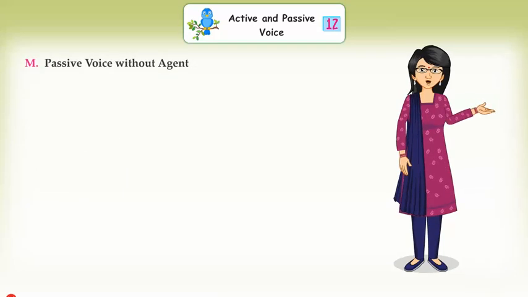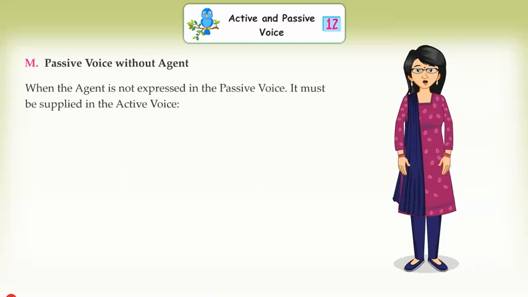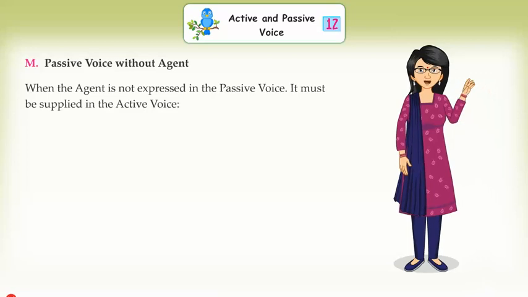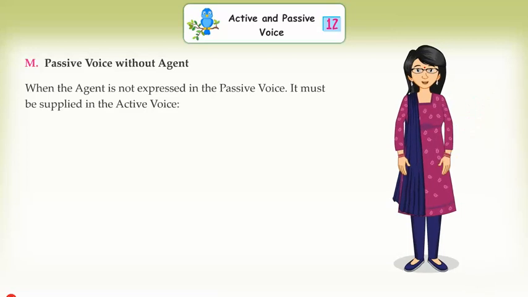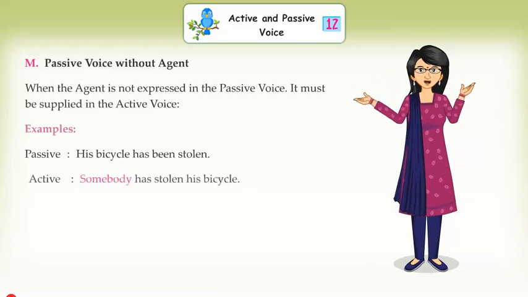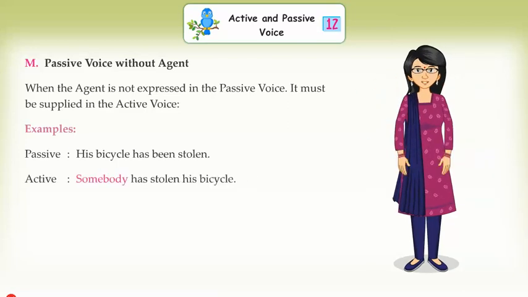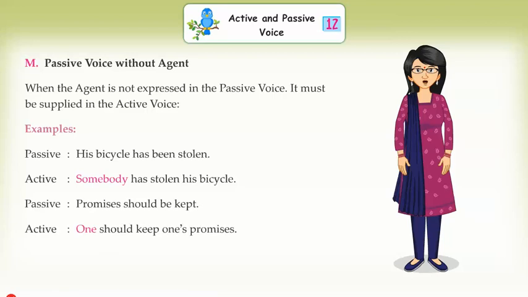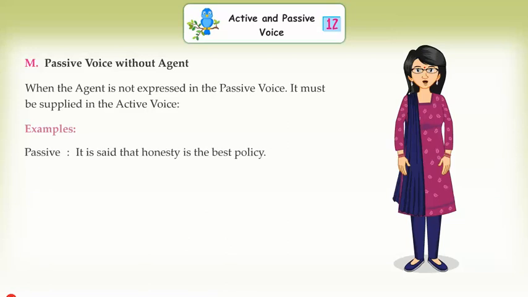M. Passive voice without agent. When the agent is not expressed in the passive voice, it must be supplied in the active voice. Examples: passive, his bicycle has been stolen. Active, somebody has stolen his bicycle. Passive, promises should be kept. Active, one should keep one's promises.